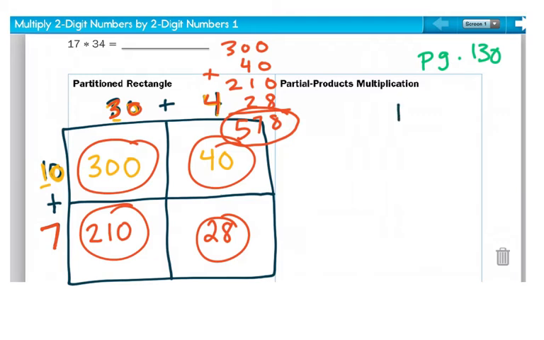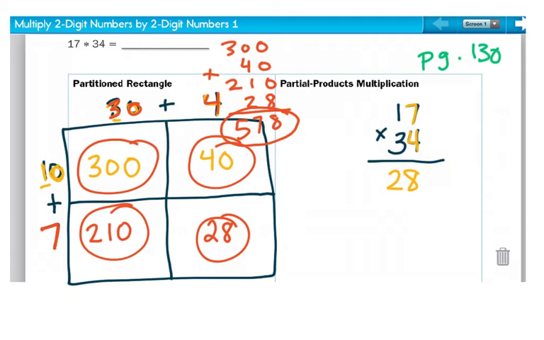I'm going to write it more traditional, 17 times 34. In parentheses, I'm just going to show you what my thinking is. You don't have to write that down again unless it helps you. So I'm going to go ahead and start. I'm going to begin with 4 times 7. 4 times 7 is 28.